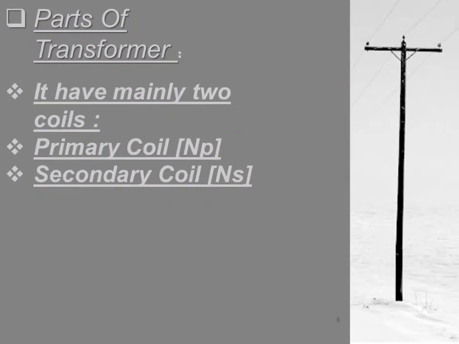The parts of transformer. It mainly has two coils. One is the primary coil represented as Np. The second is the secondary coil represented by Ns.